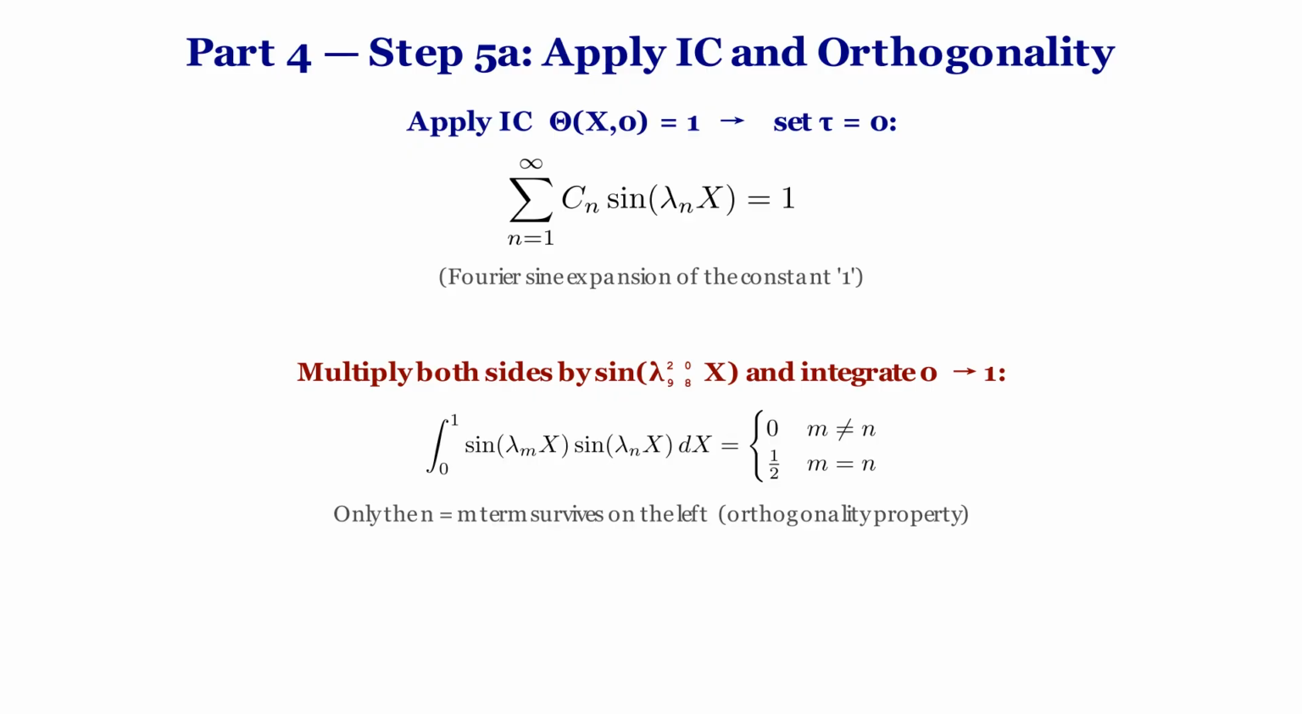To isolate Cm for a specific mode m, we multiply both sides by sine lambda mx and integrate from x equals 0 to x equals 1. Here is where orthogonality does its work. The integral of sine lambda mx times sine lambda nx from 0 to 1 equals 0 whenever m is not equal to n, and equals 1/2 when m equals n. So on the left side, only the n equals m term survives.